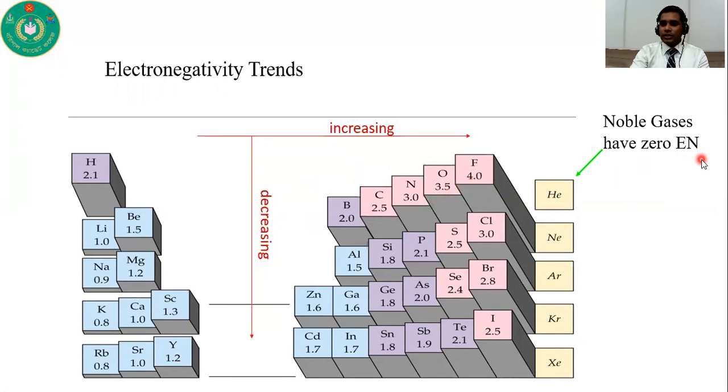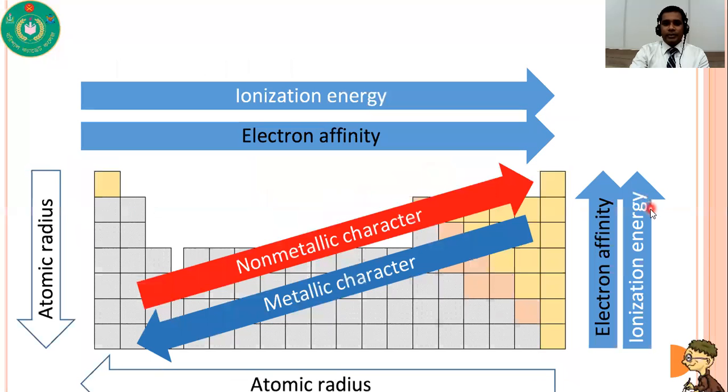Why zero electronegativity for noble gases? Because their outermost electronic configuration is fulfilled. Except helium, neon, argon, krypton, and xenon all have 8 electrons in the outermost shell. That's why, as the outermost electronic configuration is fulfilled, they have zero electronegativity.